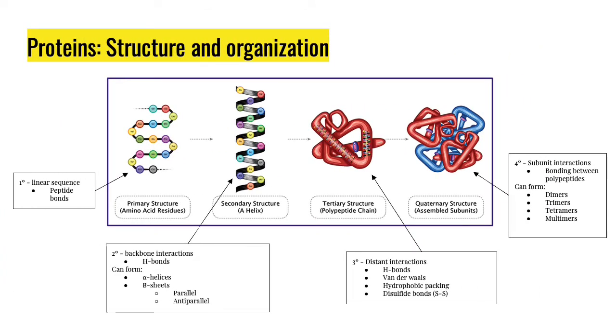So, when these amino acids come together via peptide bond, they form polypeptides, and this is what is known as the primary sequence of a protein. The secondary structure arises when we have backbone interactions, so this is with hydrogen bonds that form alpha helices and beta sheets. Then we can have additional interactions such as hydrogen bonds, van der Waals interactions, hydrophobic packing, and disulfide bonds, which result because of the cysteine residues, and this gives rise to our tertiary structure. And then finally, we can have different subunits interact with each other, and so this would result in a quaternary structure.